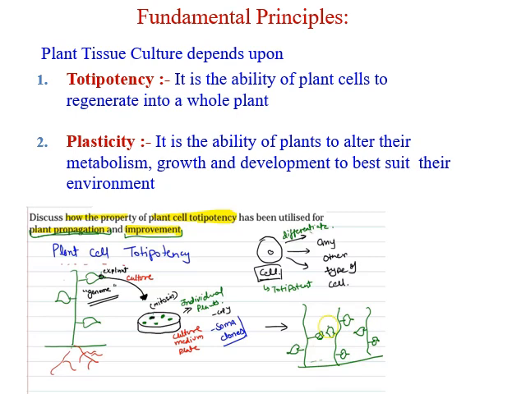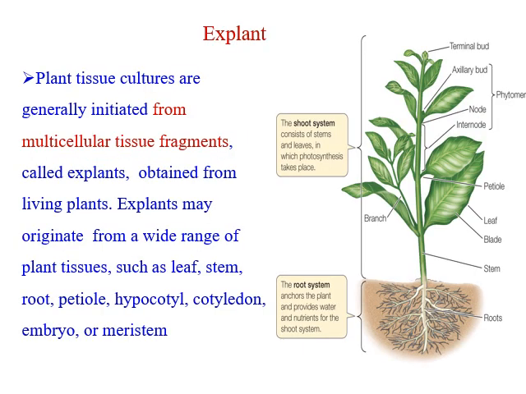In that, when you grow a cell in artificial medium, it has to undergo so many processes. It has to differentiate, redifferentiate and de-differentiate. This process has to happen to form a new individual or new organism.